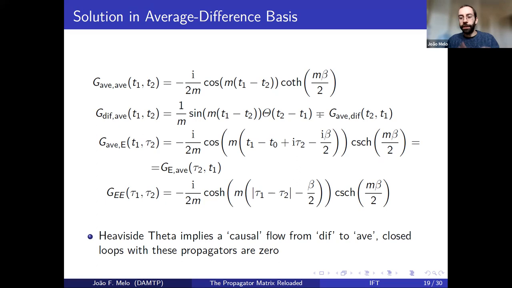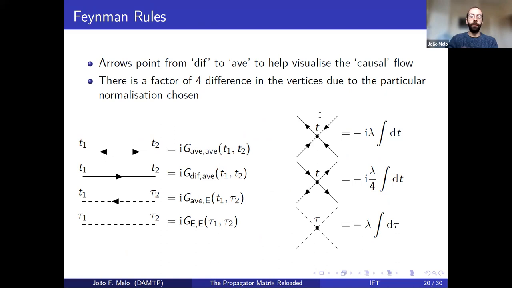These are my final rules. I'm just showing them for notation, where dotted lines mean Euclidean and arrows point towards average fields. So the average has two arrows and the difference average has an arrow pointing to the average field. Same for the Euclidean one. Also, I have three vertices: one with just Euclideans, one with three different averages and one difference, and one with three differences and one average. And they differ by a factor of four because of the weird normalization between the average and the difference. But okay, these are my Feynman rules, I just have to do it.